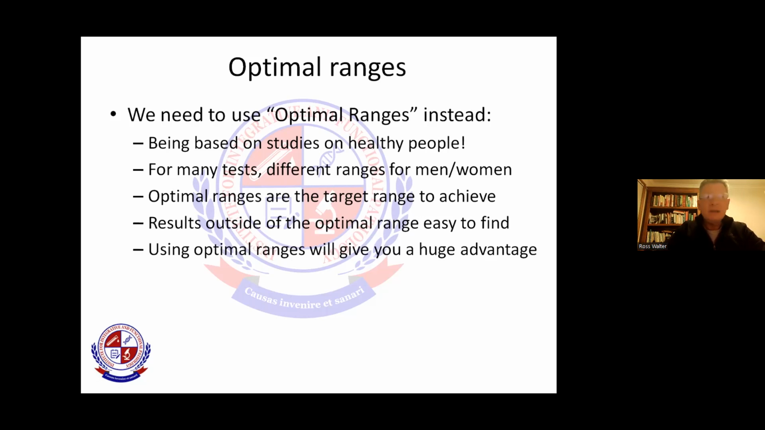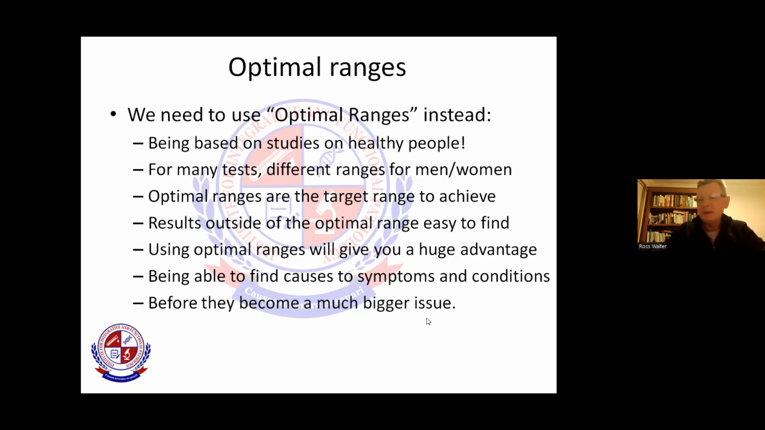Optimal ranges, when you're using those for pathology analysis, will give you a massive advantage over your colleagues, other practitioners, and even the GPs and specialists in analysing a patient's blood pathology results, because you'll be able to find the root causes to their symptoms and conditions and other factors that are causing their issues well before they become a major problem, and before those doctors and specialists will ever find those as being a problem.